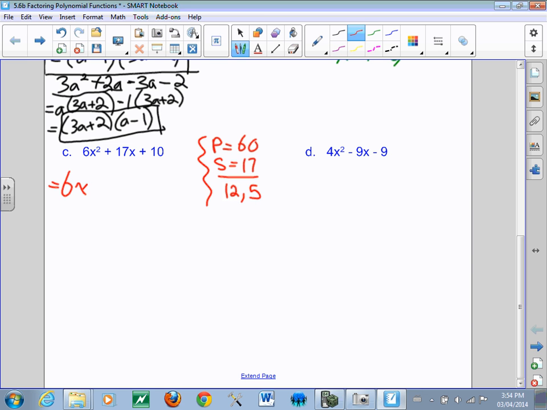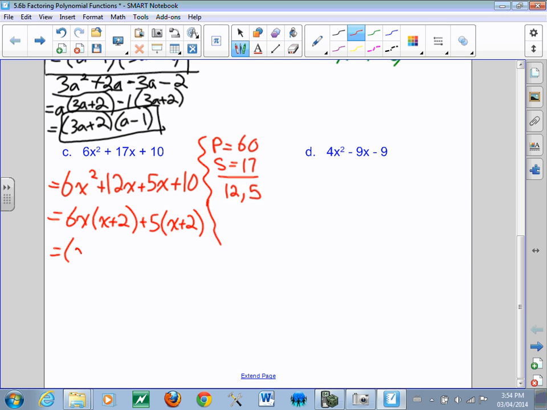So it's going to be 6x squared plus 12x plus 5x plus 10. What's common in the first two? 6x. So we're left with x plus 2. What's common in the last two? A 5. So it'll be x plus 2. So we got x plus 2 times 3x plus 5. Okay. And that's your final answer.